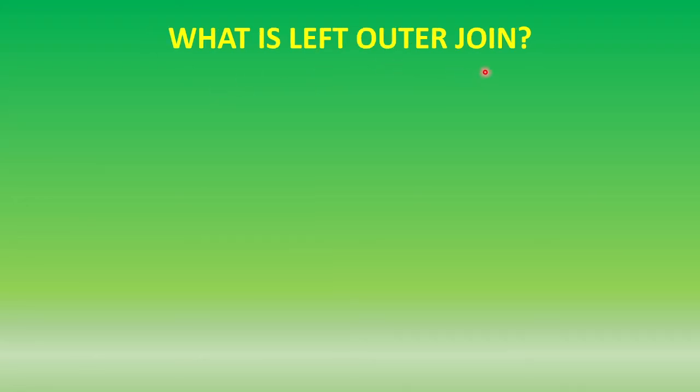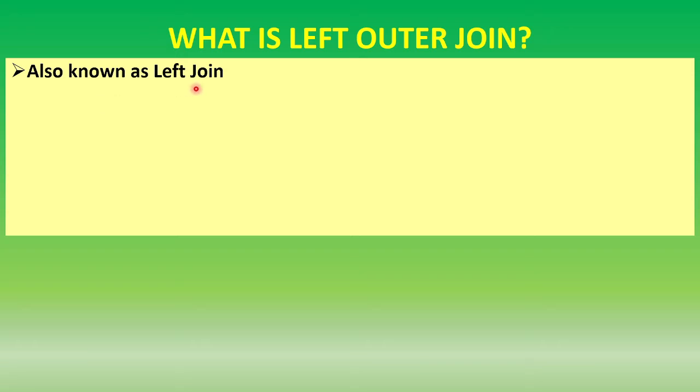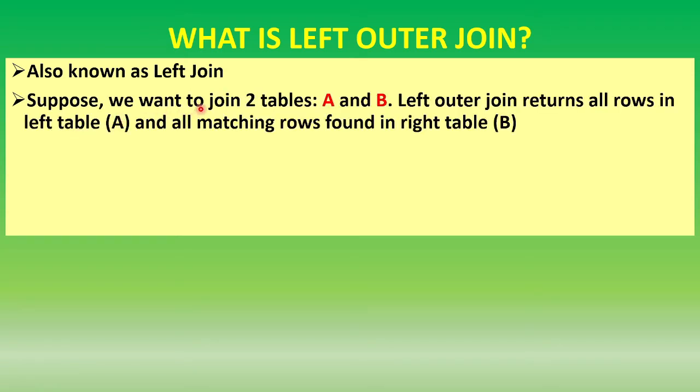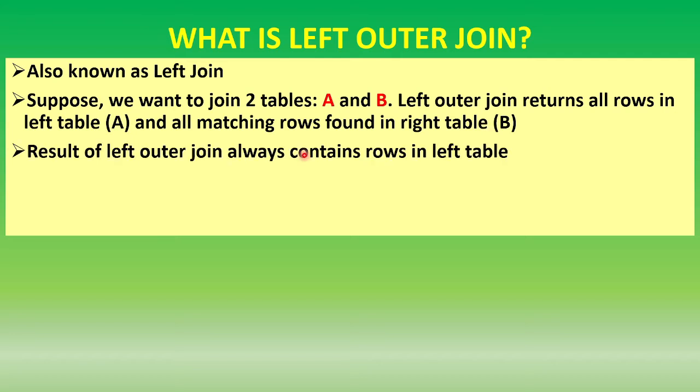So what is left outer join? It is also known as left join. Suppose we want to join two tables A and B. So left outer join will return all the rows from left table A and all the matching rows found in right table B. And the result of left outer join always contains the rows in left table. All the records of left table will be returned and only the matching rows of right table will be written.